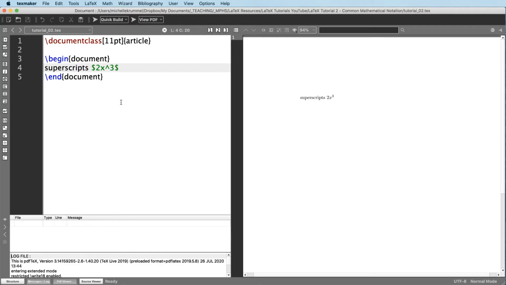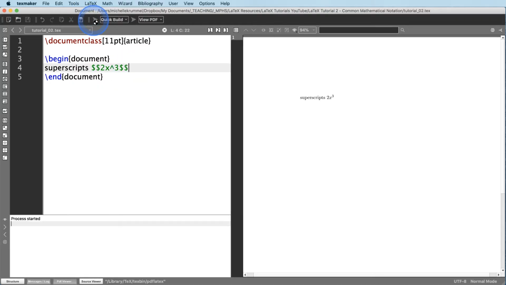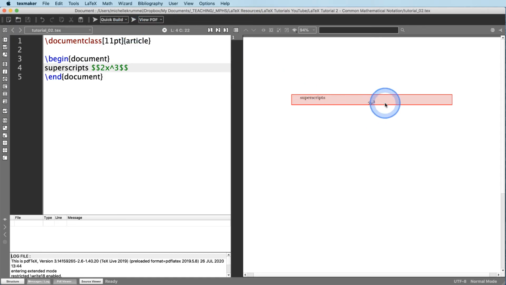we've got, I mean, it's okay, superscripts, 2x cubed, but I would like to separate the 2x cubed from the text and put it on its own line. So we're going to do that by using displayed math mode. I'm going to use two dollar symbols at the beginning and the end of that, and it puts the math mode on its own line, centered on the line, like so.